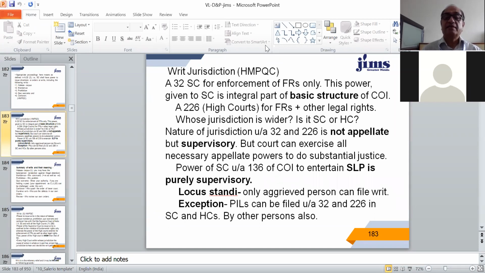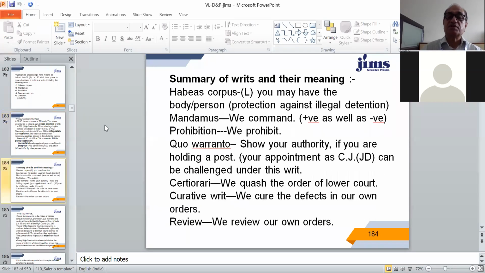So we have seen that the locus standi rule, that only an aggrieved person can file a writ, has been relaxed in the shape of public interest litigations by the Supreme Court as well as by the various high courts, and now other persons can also file a writ, either in the Supreme Court or in the High Court, on behalf of other persons. Now this is a summary before you, a summary of the 5 writs, before we start the actual drafting of habeas corpus.